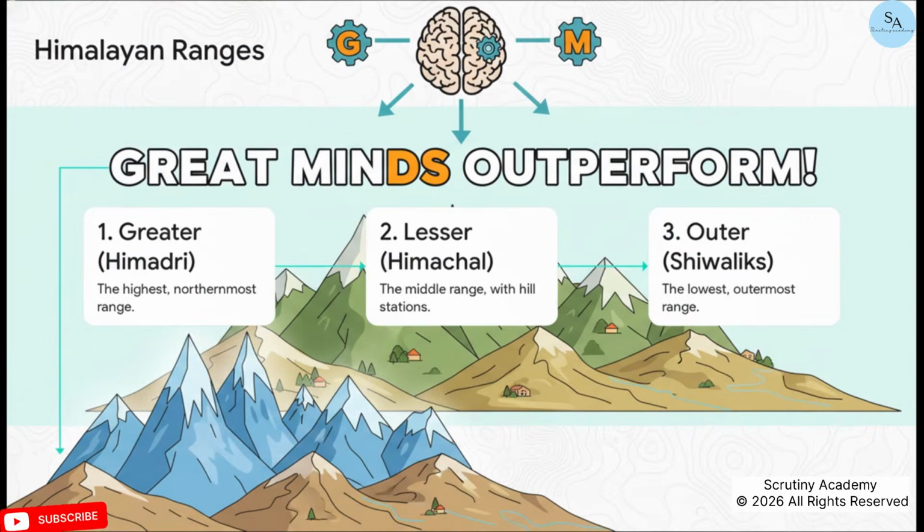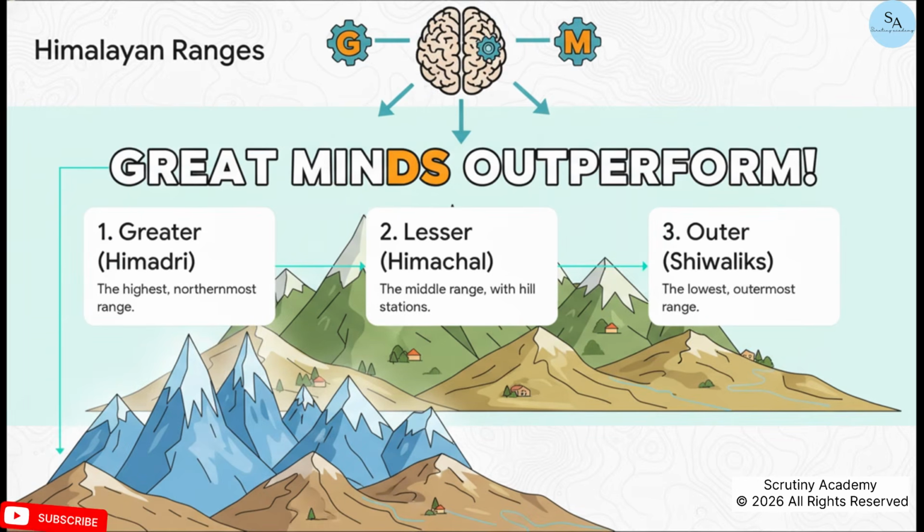Now, the Himalayas aren't just one single range, no way. They're actually 3 parallel ranges, kind of stacked from north to south. You've got the northernmost one, the Greater Himalayas or Himadri, then in the middle, the Lesser Himalayas or Himachal, and finally on the outside, the Outer Himalayas or Shiwaliks.